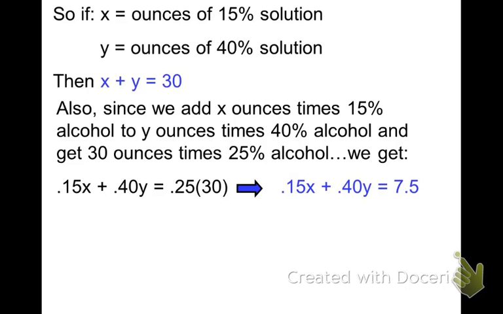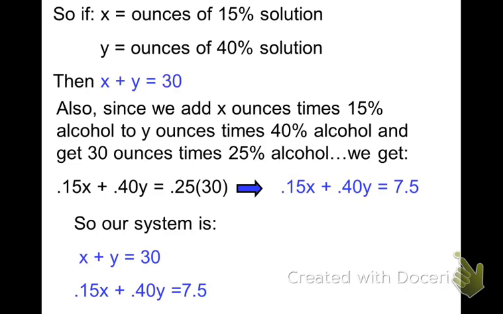That gives us our two equations, and so our system is x plus y equals 30, and 0.15x plus 0.40y equals 7.5. At this point, we're going to choose a method for solving the system. It would seem that substitution would be a good method here, because both the x and the y variable have a 1 in front of it. So that would probably be the method I would choose, although some might want to use the addition method. That could work too.